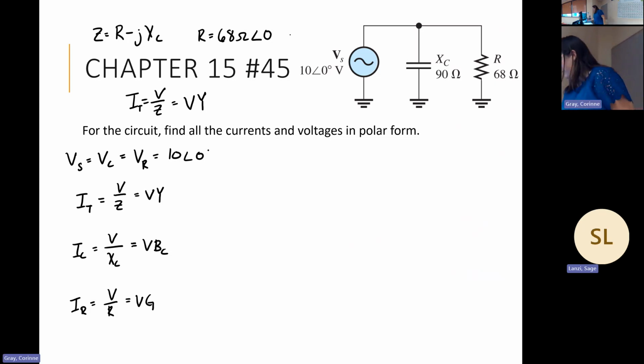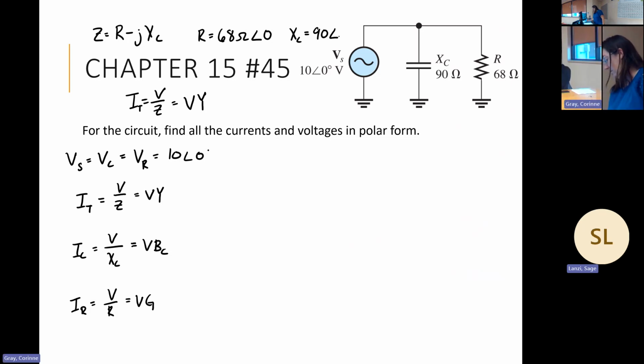Why this? So for XC, it is going to be negative 90. We get the negative 90 from minus j. That is pointing down in the complex plane. That tells us it's negative 90 degrees. So those would be if we're using R and XC.